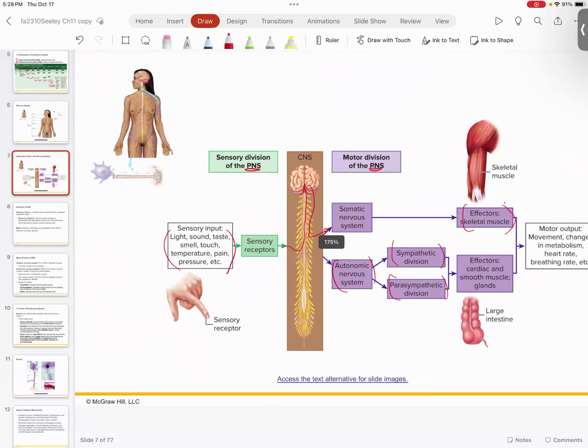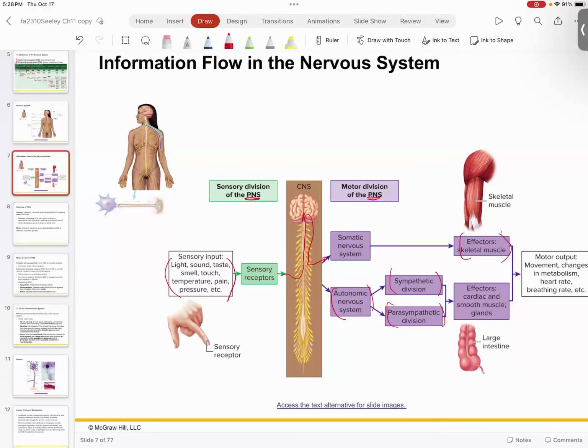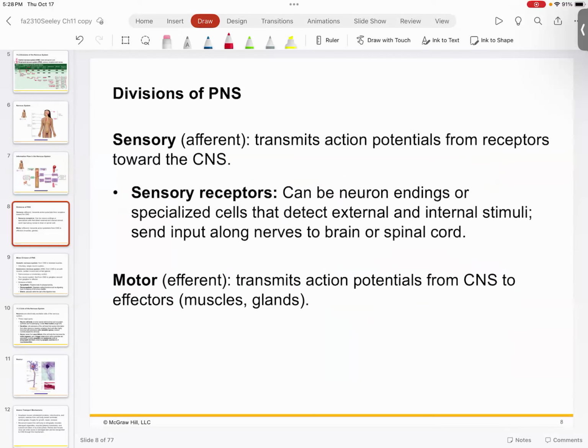So this is what your system looks like, broken down by division. So the sensory, the afferent division, if you will. Basically, the goal of the sensory is to send action potentials from the receptors.